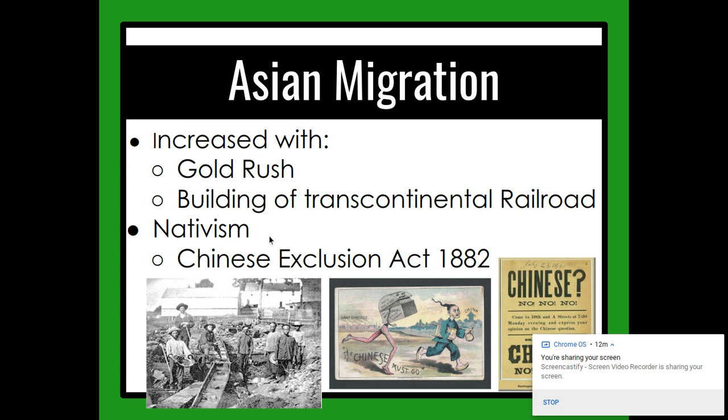Again, nativism is this notion that Americans should only be white Anglo-Saxon Protestants and that we are not going to allow for people who are somehow different from that in the United States. The government is going to support that through the Chinese Exclusion Act of 1882.